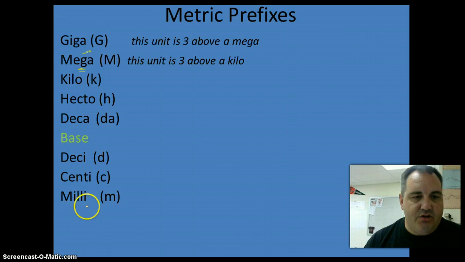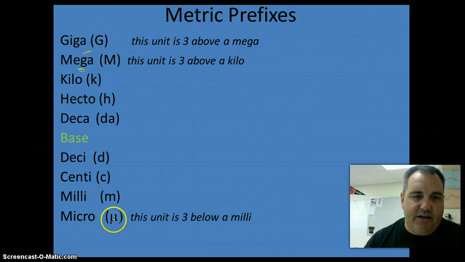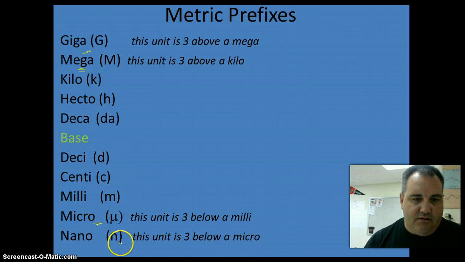Again, jump down 2, and you get to micro, so it's 3 below a milli. Notice this is a funny looking M, that's the Greek letter mu. Go 2 more down here, and we get to nanometers, or nanos. Okay, go 2 more, and you get down there to pico. Hopefully you can see that.